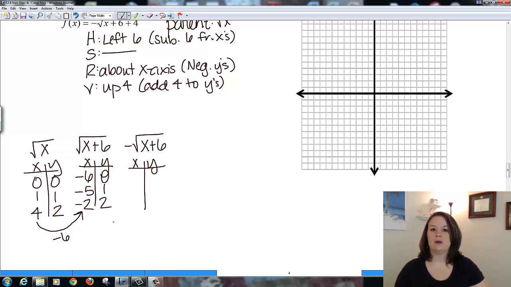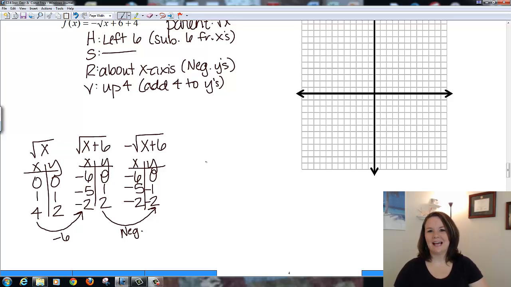Okay. To do my reflection, all I do is take my y's from the previous table and negate them. So now I have negative 6, negative 5, negative 2. When I negate my y's, I get 0, 1, 2. No, I don't. I negate them. So I get 0, negative 1, negative 2.